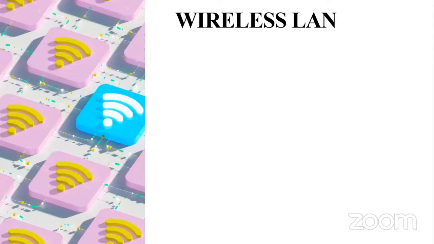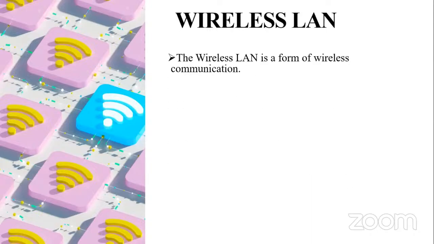Hotspot. Yeah. The network without cable. If you are able to exchange some information without cables, then that will be called wireless LAN. Yeah, hotspot and Wi-Fi. This is important. The types of network are important. Important question. And wireless LAN is also important.